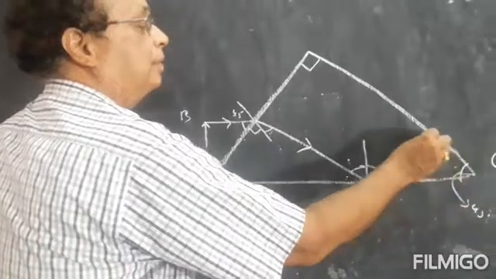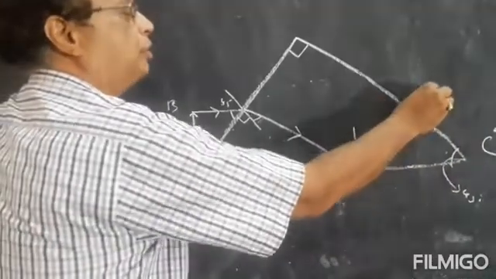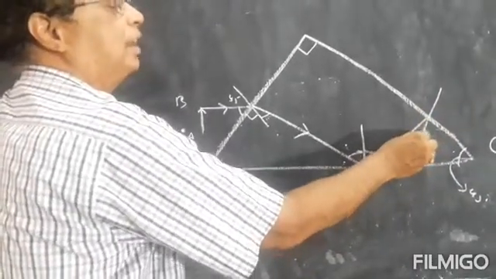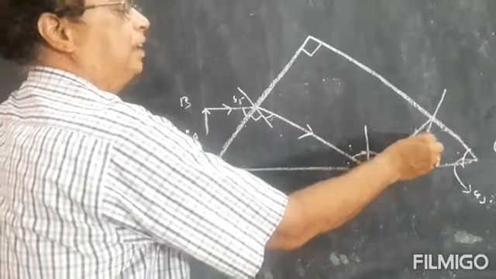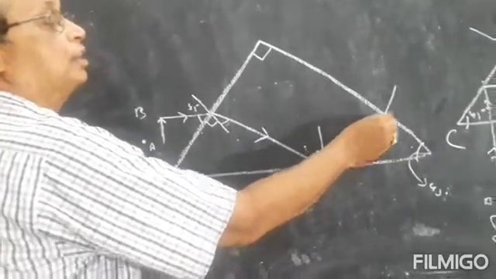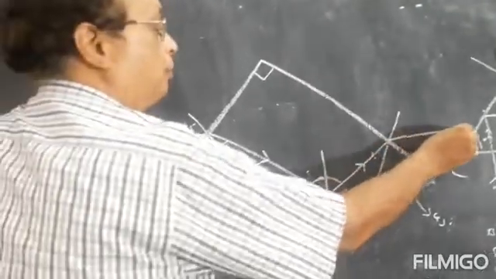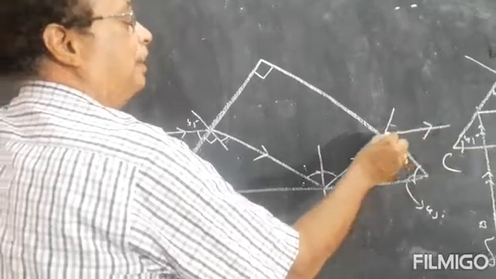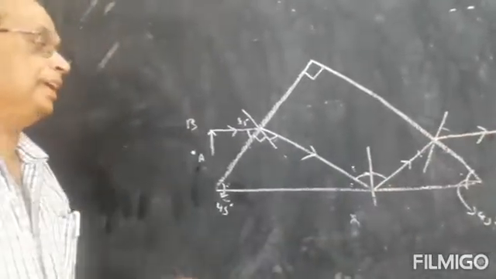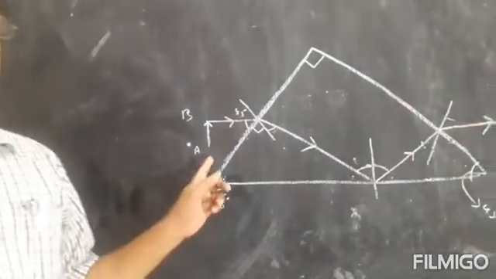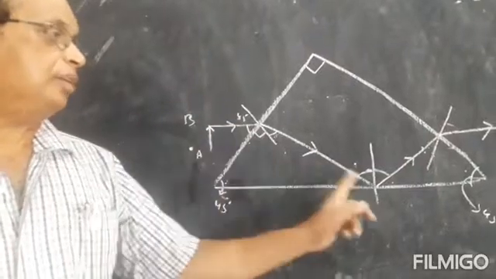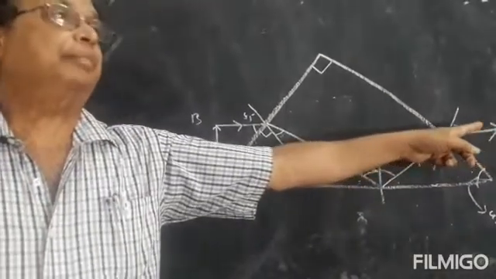This is 45. So this is around 120. So if you draw normal here, this will be around 30 degree. This ray angle will be around 30 degree. So now the ray will go out. This will be around 45 degree. So this will be parallel to the base. Clear? Now this is how the ray will pass through the prism.